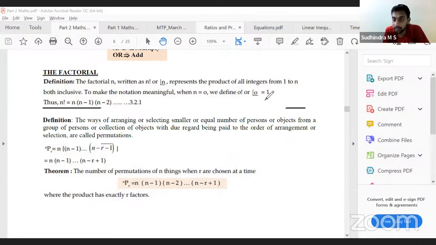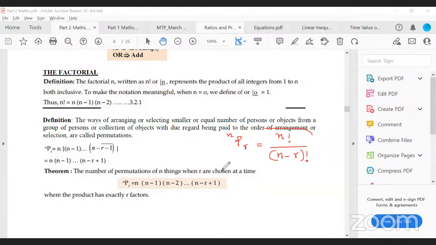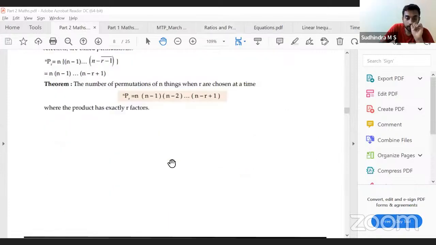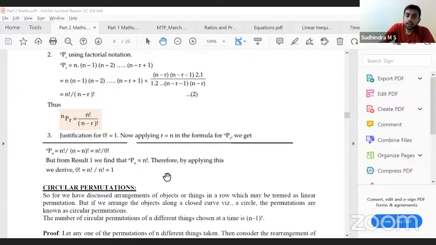So nPr: we have n number of objects, and in that, we have to select r number of objects. How do we do this? nPr is equal to n factorial divided by n minus r factorial. nPr is n factorial by n minus r factorial. Okay, that is what is given. What is nP1?